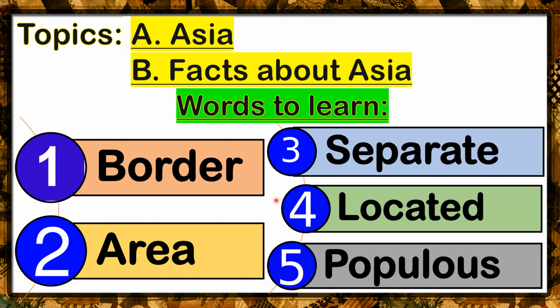So let's read again the 5 words that we have. Border, area, separate, located, and populous. These 5 words are very important because they help us better understand the topic that we are going to discuss.